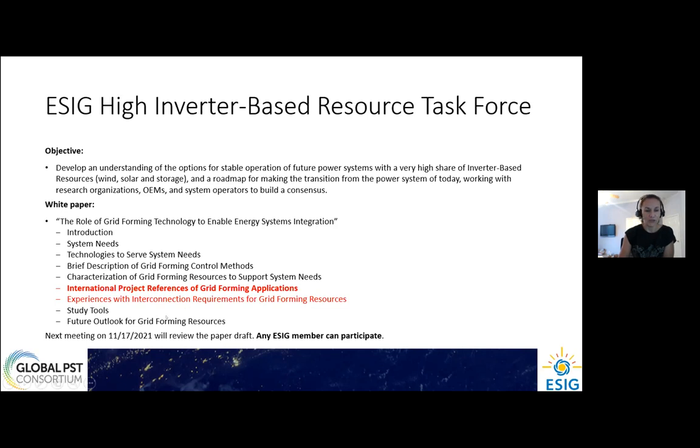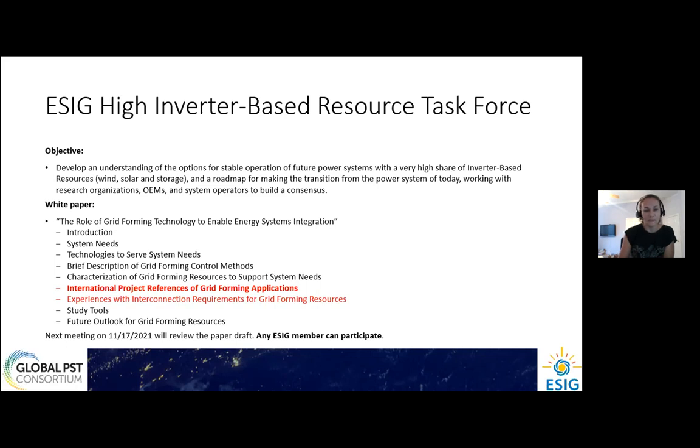We're currently working on a draft, and the next meeting we have is on November 17, and we'll review what we have up to date. If you are an ESIG member, you can join the group meeting. It's open to all ESIG members.